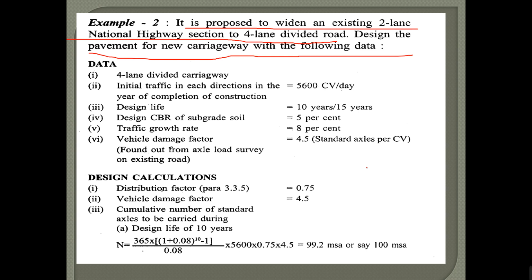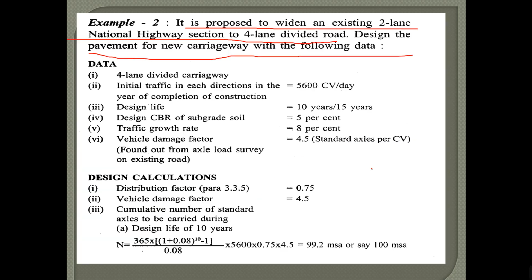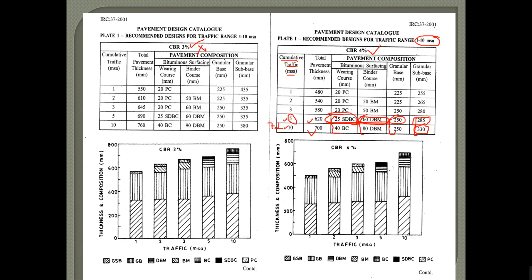What we did in today's class is we have got to know the total overall thickness of a pavement as well as the thickness of pavement composition in terms of bituminous surfacing, base course as well as subbase course. You need not worry about that. Everything will be given to you in the pavement catalog. In the examination also these catalogs will be provided to you.